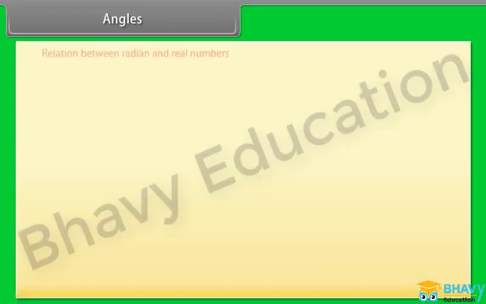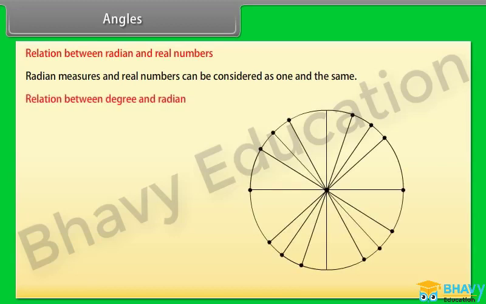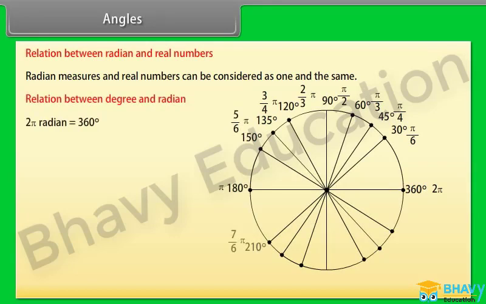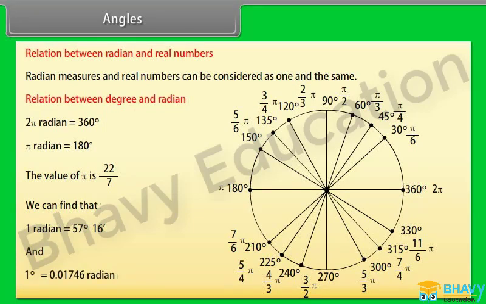Angles. Relation between radian and real numbers. Radian measures and real numbers can be considered as one and the same. Relation between degree and radian. 2 pi radian is equal to 360 degree. Pi radian is equal to 180 degree. The value of pi is 22/7. We can find that 1 radian is equal to 57 degree 16 minutes. And 1 degree is equal to 0.01746 radian.